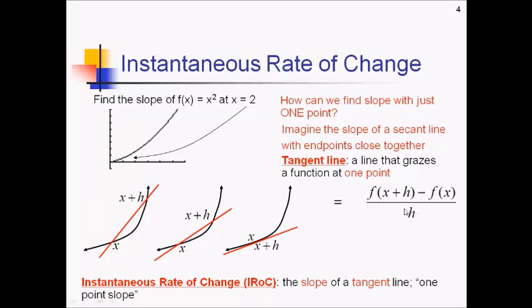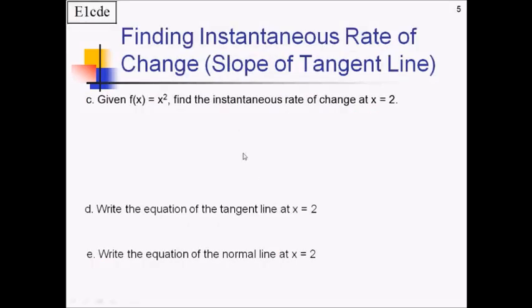So we can't just plug in 0. We actually have to write the IROC formula using a limit as h approaches 0. Then we can at least see where that slope is heading. At this point, we're going to use that IROC formula we just found, this one right here, to find the instantaneous rate of change at x equals 2 for the x squared function.